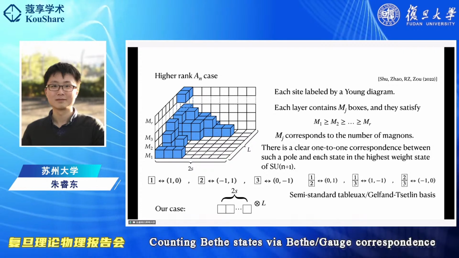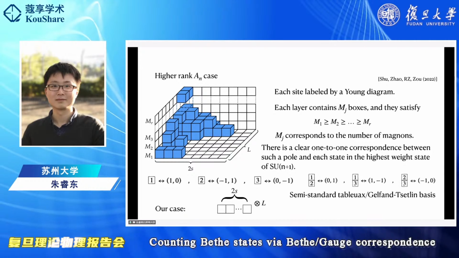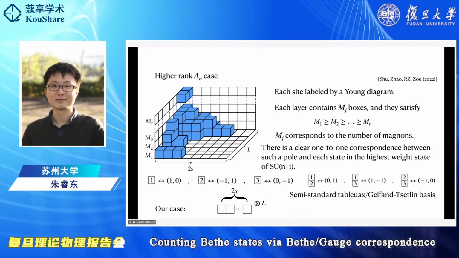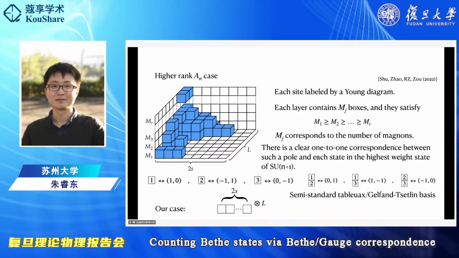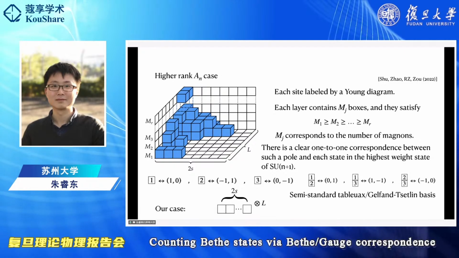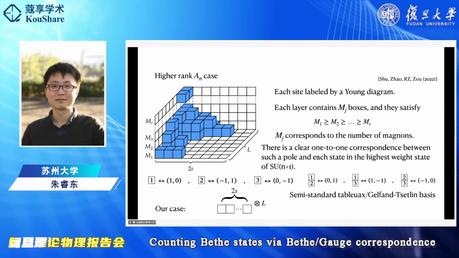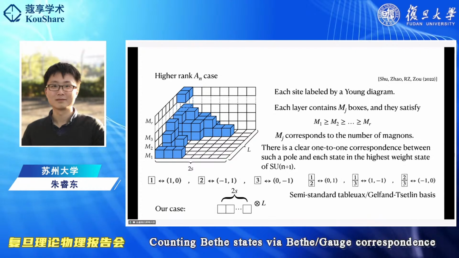U(N) gauge theory with the U(N) global symmetry of the spin chain, and we see that we have a 3D picture in this case, and at each row we have a Young diagram, and to get the weight for this configuration, we just count the number of boxes in each layer, and of course, they satisfy this kind of constraint.